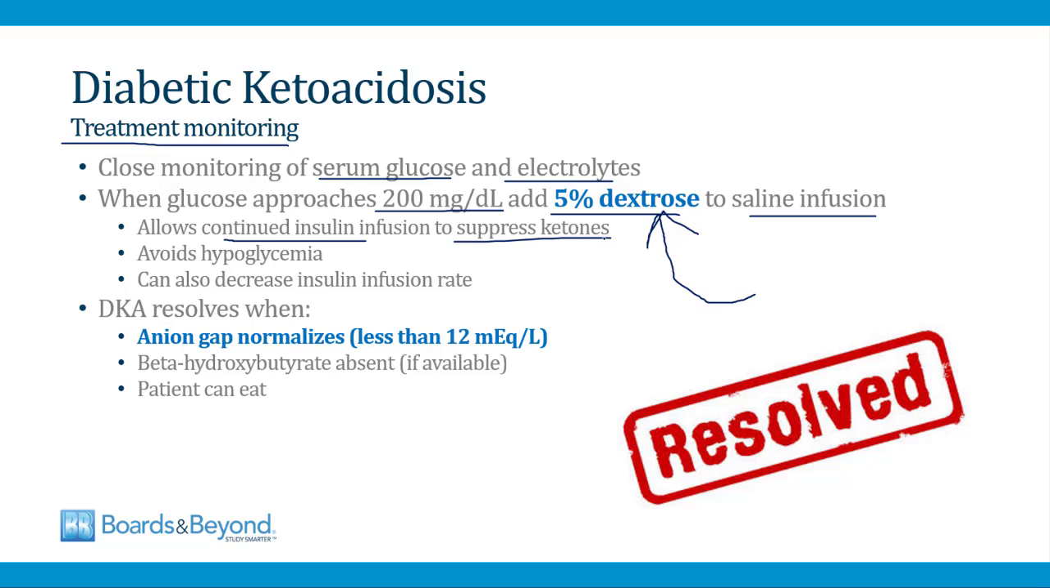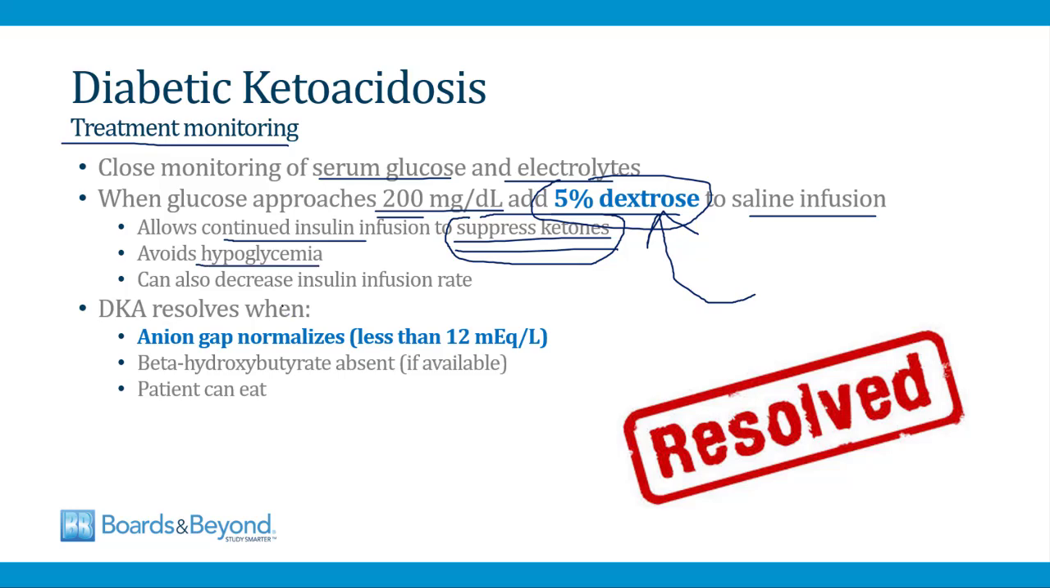Remember, insulin has two purposes here. One is to bring down the blood sugar, but the other is to suppress the production of keto acids from the liver. And you want to keep suppressing that production from the liver, and in order to do that, you need to add dextrose to the infusion when the blood glucose level gets down to 200. If you didn't do this, the patient could develop hypoglycemia.